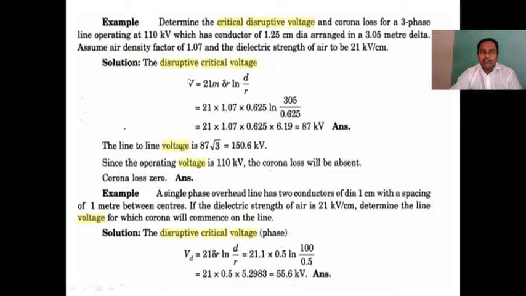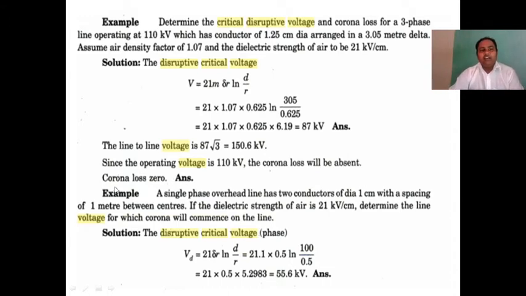What we found as the critical disruptive voltage is the base voltage. How can we get the line voltage? V base is equal to VL by root 3, so the line to line voltage is V line equal to V base into root 3. Base voltage 87 kV into root 3 gives 150.6 kV. Since the operating voltage is 110 kV, the corona loss will be absent. So corona loss is 0.